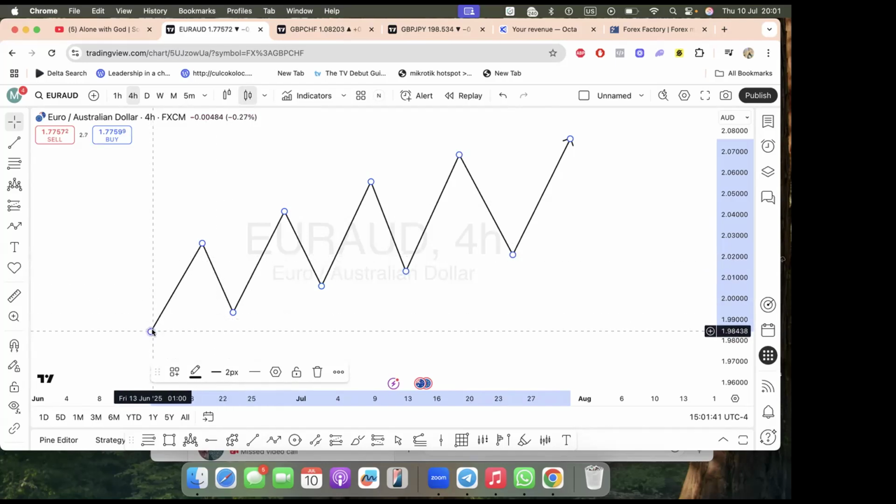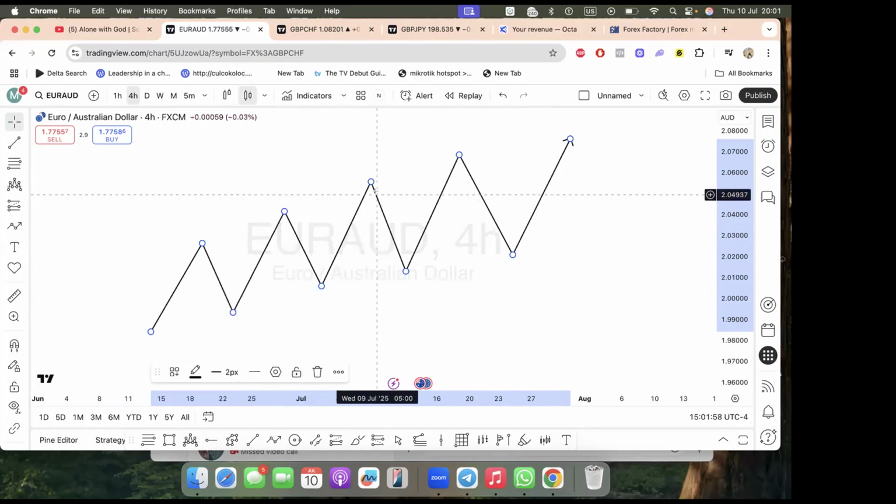So we have low, high, higher low. Why is it higher? It is higher than this low. Higher high. Why is this high higher? It is higher than that high. Higher low, again, higher than the former low. Higher high, higher than the former high. Is it clear? If you understood so far, put a 1 in the chat box. Let's go.